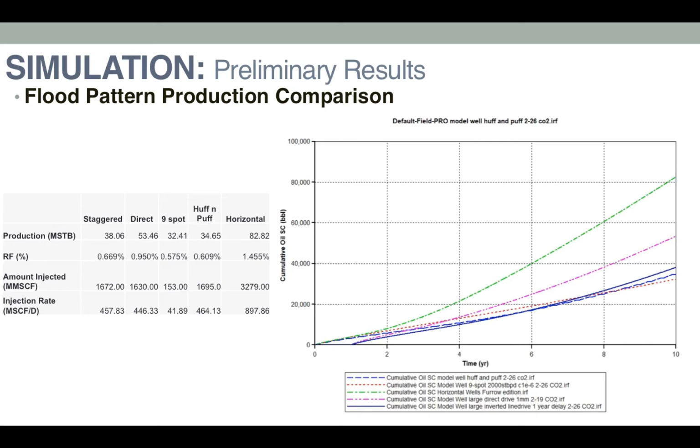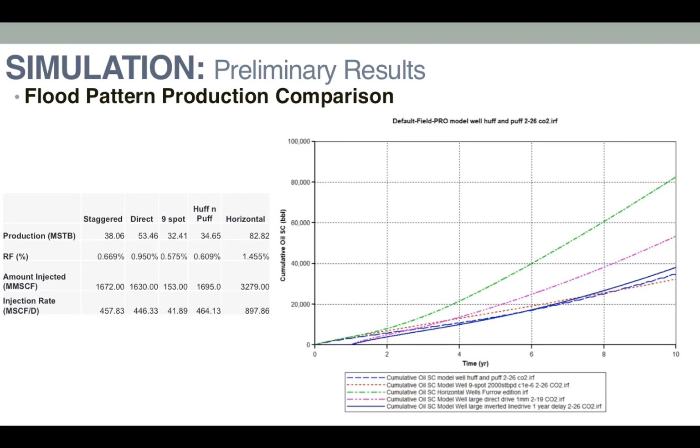The next model, which is depicted by the red dash line, is the 9-spot model. Due to the proximity of the injecting wells to one another, we were only limited by CMG to inject 2,000 standard cubic feet per day per injecting well, which is why the injection rate is only a tenth of that of the other 4 flood patterns. Even with this low injection amount, we still saw production of over 34,000 barrels, but this is still just a small recovery factor of less than 1%.